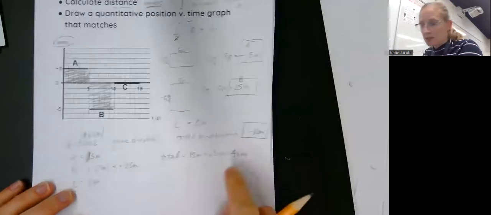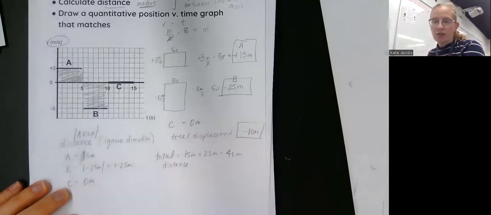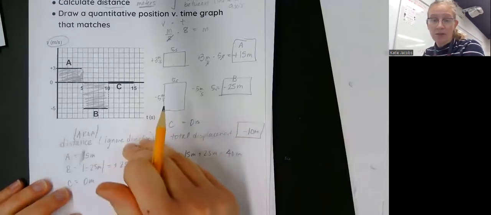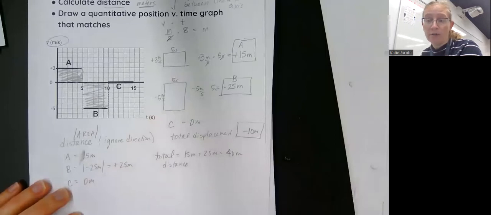So my distance is not concerned about direction. It's just concerned about this: I went 15 meters during A, I went 25 meters during B. So overall, I went a total of 40 meters.